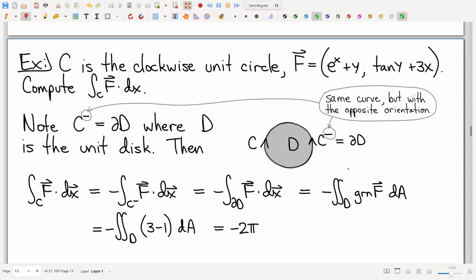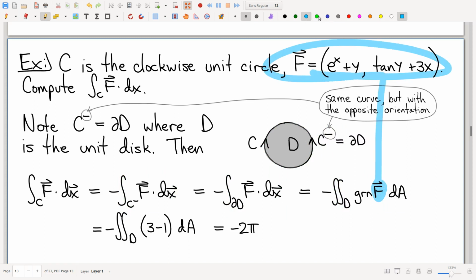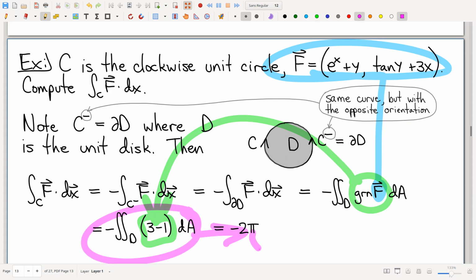So in this case, how are we going to compute Green's operator? Well, we're going to take our vector field here and apply Green's operator. Green's operator ends up being just 2. Again, just apply the usual formula. We're going to take the x partial of the second component. That gives me 3. Then I'm going to subtract the y partial of the first component. That's a 1. So 3 minus 1. And then, of course, at this point, this integral is super easy.